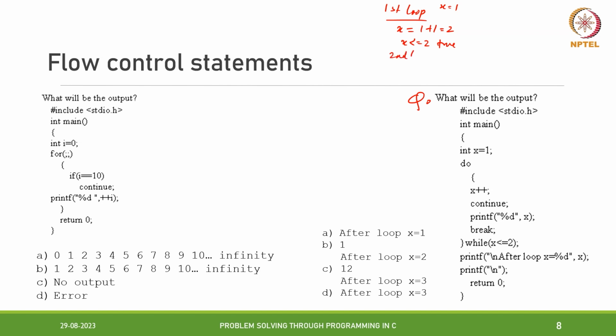Now it will go to the second loop. In the second loop, it will increment the value, x becomes 3. Now it again continues, so the rest of the statements are skipped. Now x less than equal to 2 is false, so the loop will exit. And then the next is the print statement after the loop, x equals percentage d, x, and the value is 3. So option D will be the output here.